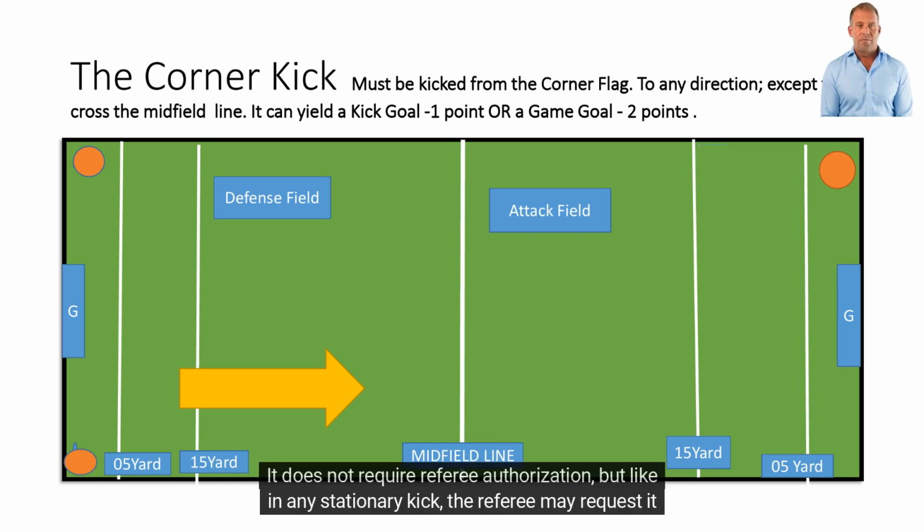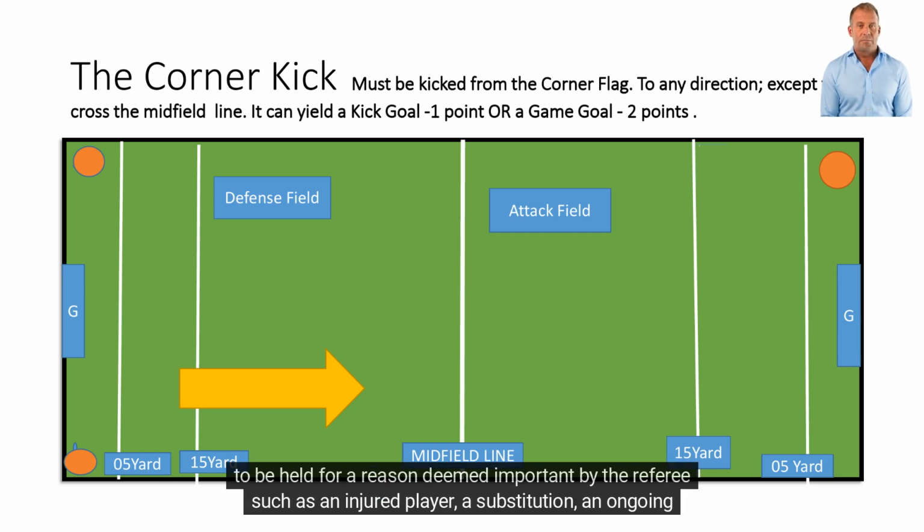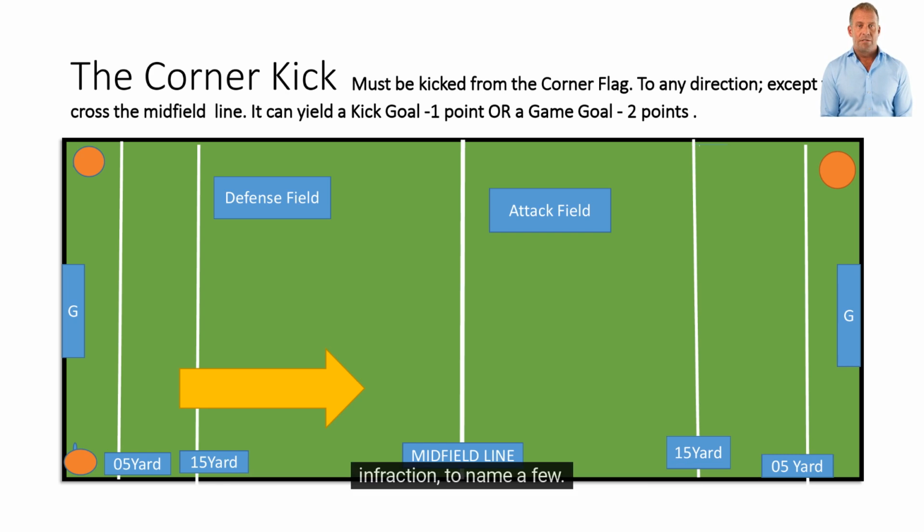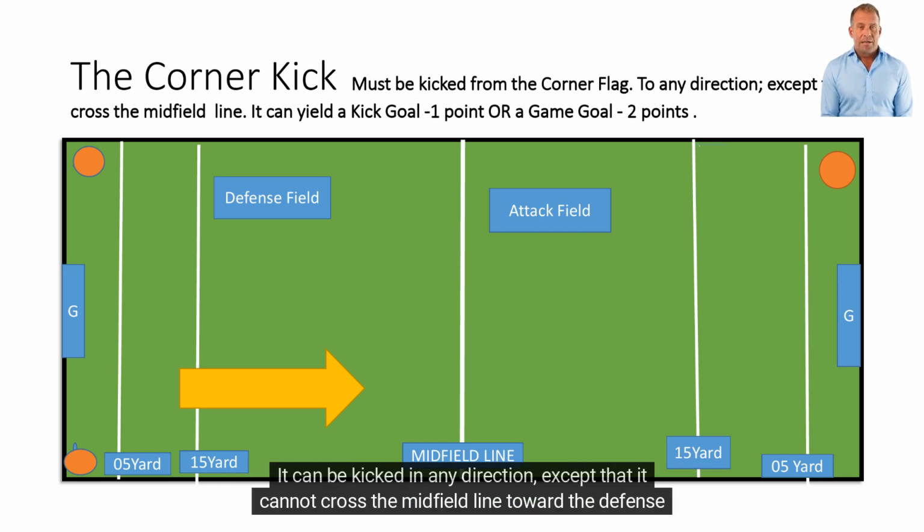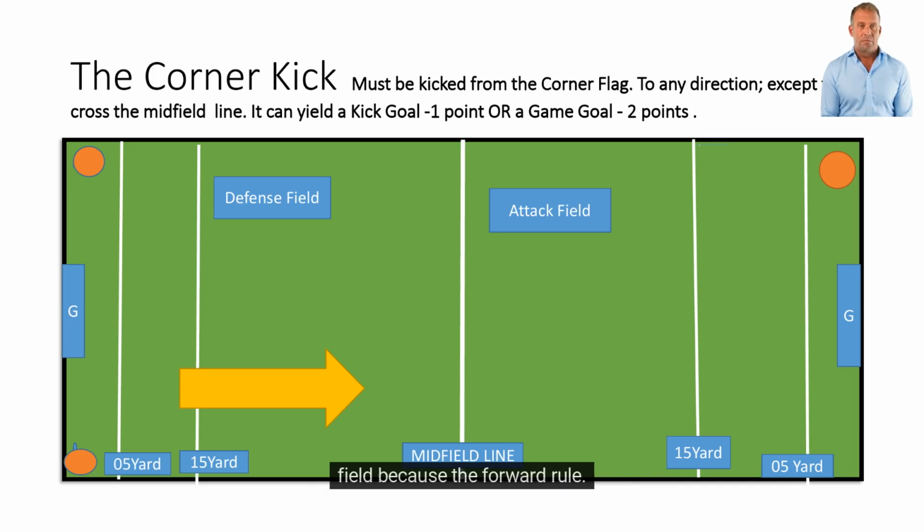It does not require referee authorization, but like in any stationary kick, the referee may request it to be held for a reason deemed important by the referee, such as an injured player, a substitution, an ongoing infraction, to name a few. It can be kicked in any direction, except that it cannot cross the midfield line towards the defense field because of the forward rule.